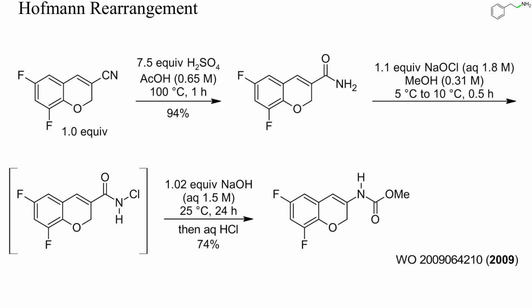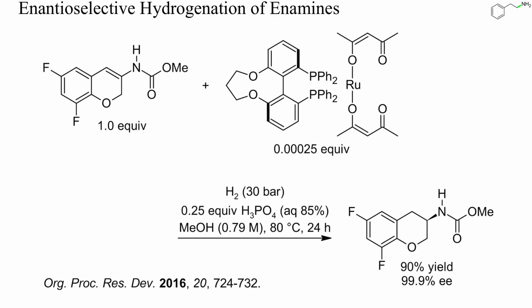The starting amides for Hofmann rearrangement are best prepared from nitriles. Here, chlorination with a slight excess of hypochlorite yielded a chlorinated amide, which was then rearranged to a protected enamine with sodium hydroxide. This enamine was then hydrogenated to an enantiomerically enriched phenethylamine with a chiral ruthenium catalyst.